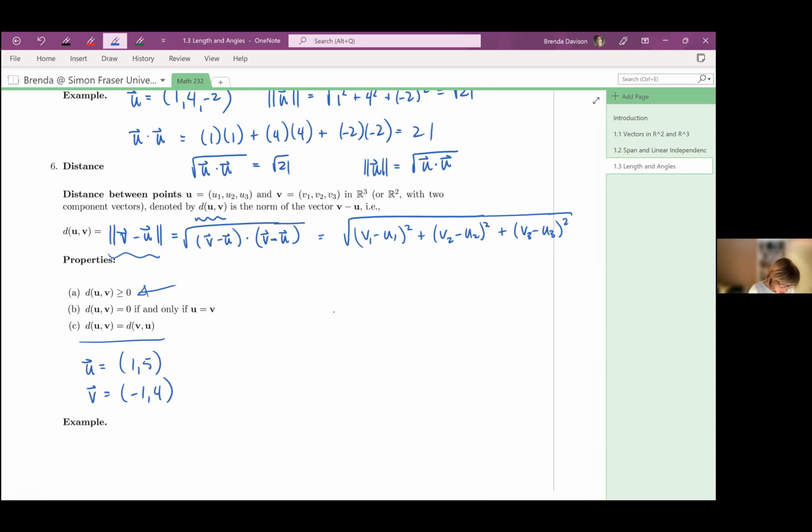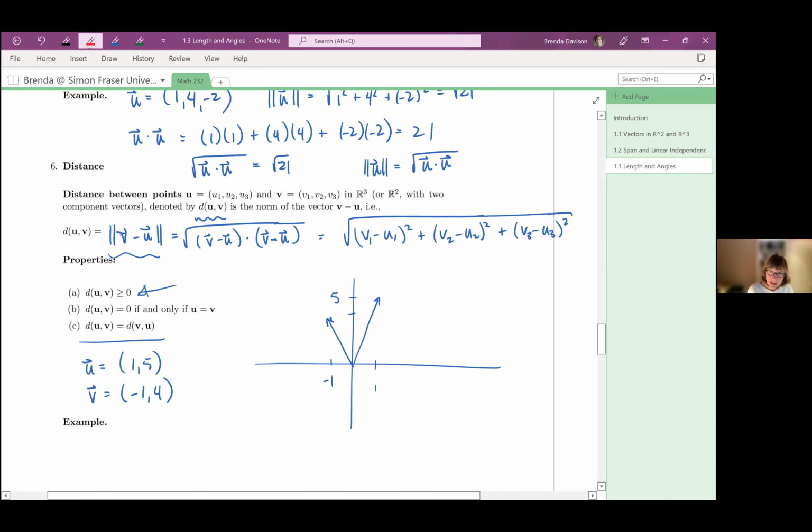Okay, so here's my two vectors. I'm going to draw them. I've got 1 and 5, sorry, I can fix that by changing that to a 5. 1 and 5, and then I've got minus 1 and 4. That's that one right there. Okay, and then I'm going to ask what is the distance between them, and that is right here. That vector right there, which is v minus u.